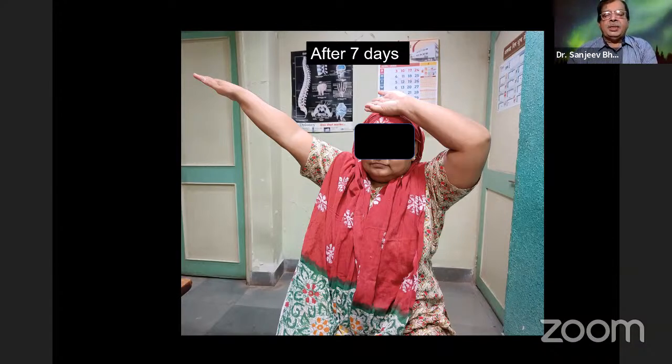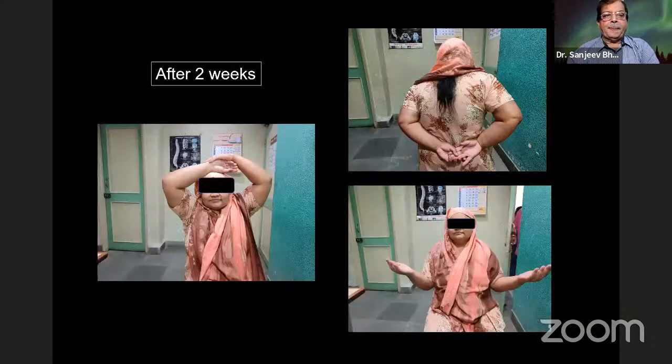Otherwise, all of these patients usually get full range of movement and pain relief with the 3 periarticular injections given at weekly intervals and associated with physiotherapy and mobilization exercises. And after 2 weeks, you can see the patient is smiling with full range of movement. Of course, the abduction may take about 1 to 1.5 months to come, but the pain will be relieved within 8 to 15 days.